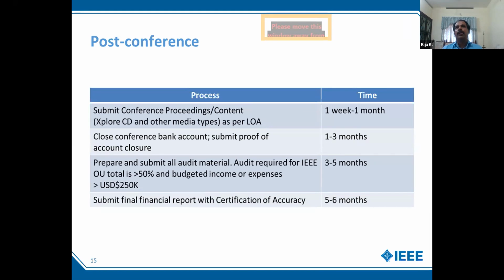And the other part is the financial part of the conference. And here the finance chair of the conference has a major role.